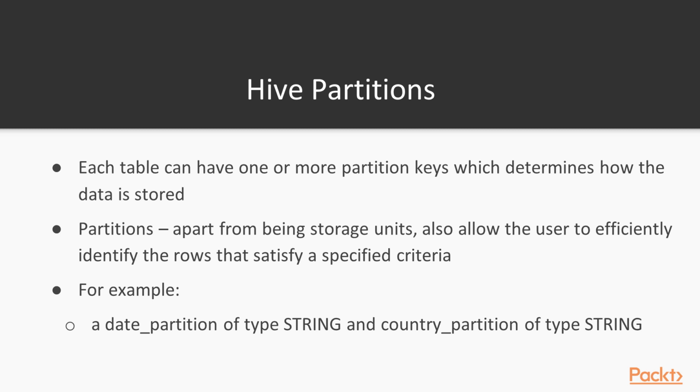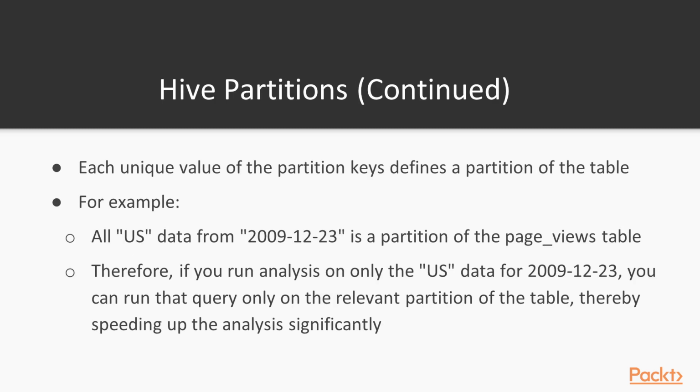Each table in Hive can have one or more partition keys, which determine how the data is stored. Partitions, apart from being storage units, also allow the user to efficiently identify the rows that satisfy specified criteria. For example, a date partition of type string and a country partition of type string. Each unique value of the partition keys defines a partition of the table. For example, all US data from 2009-12-23 is a partition of the page views table.